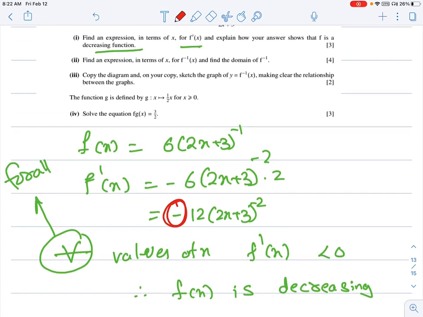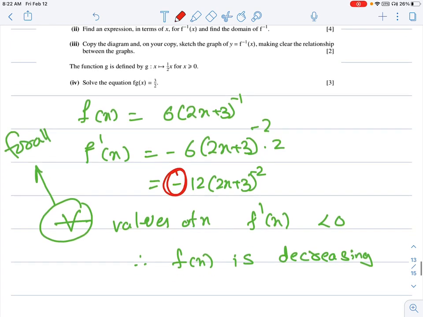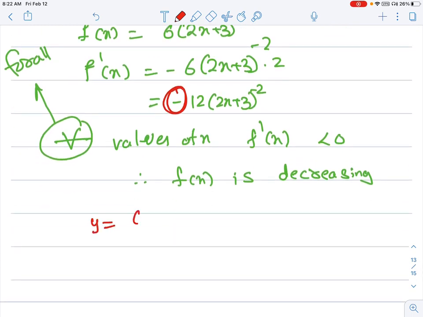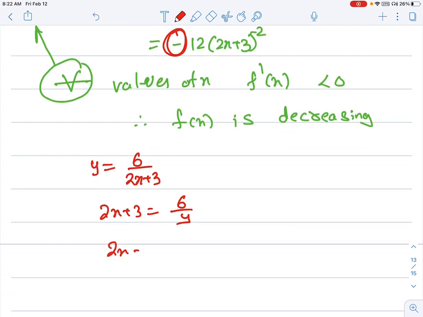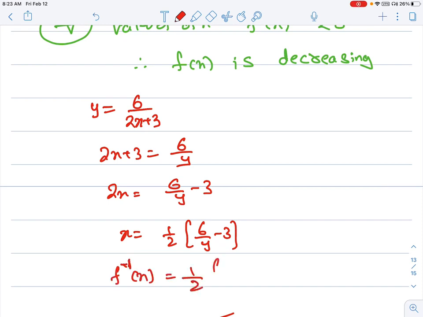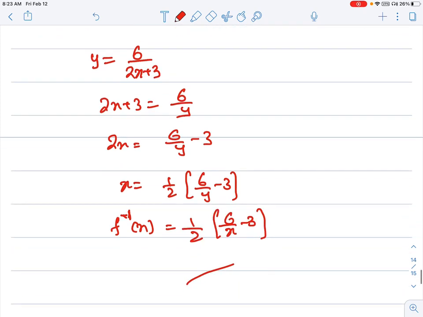Find an expression in terms of x for f inverse of x, and find its domain. So y is equal to 6 upon 2x plus 3. 2x plus 3 is equal to 6 upon y. 2x is equal to 6 upon y minus 3. X is equal to 1 upon 2 times 6 upon y minus 3. So f inverse of x is equal to 1 upon 2 times 6 upon x minus 3. This is f inverse of x.